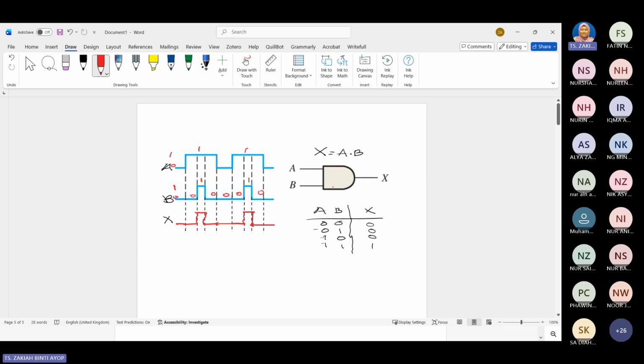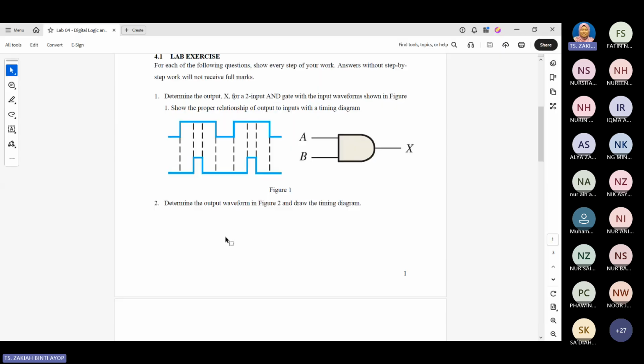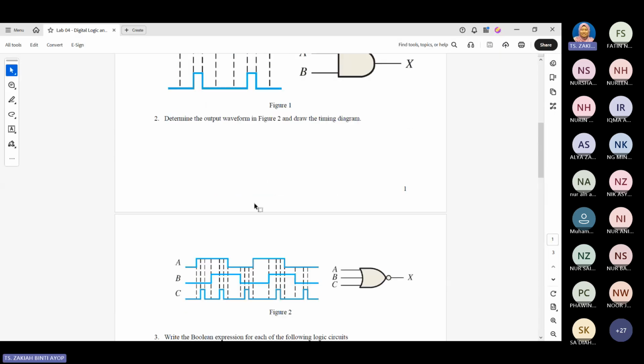Most of the time, you need to know what the function is, what the truth table is. Once you have the function, then build up the truth table. After that, you can draw the timing diagram. So basically, it's the same thing for question 2. So now you need to answer question 2.